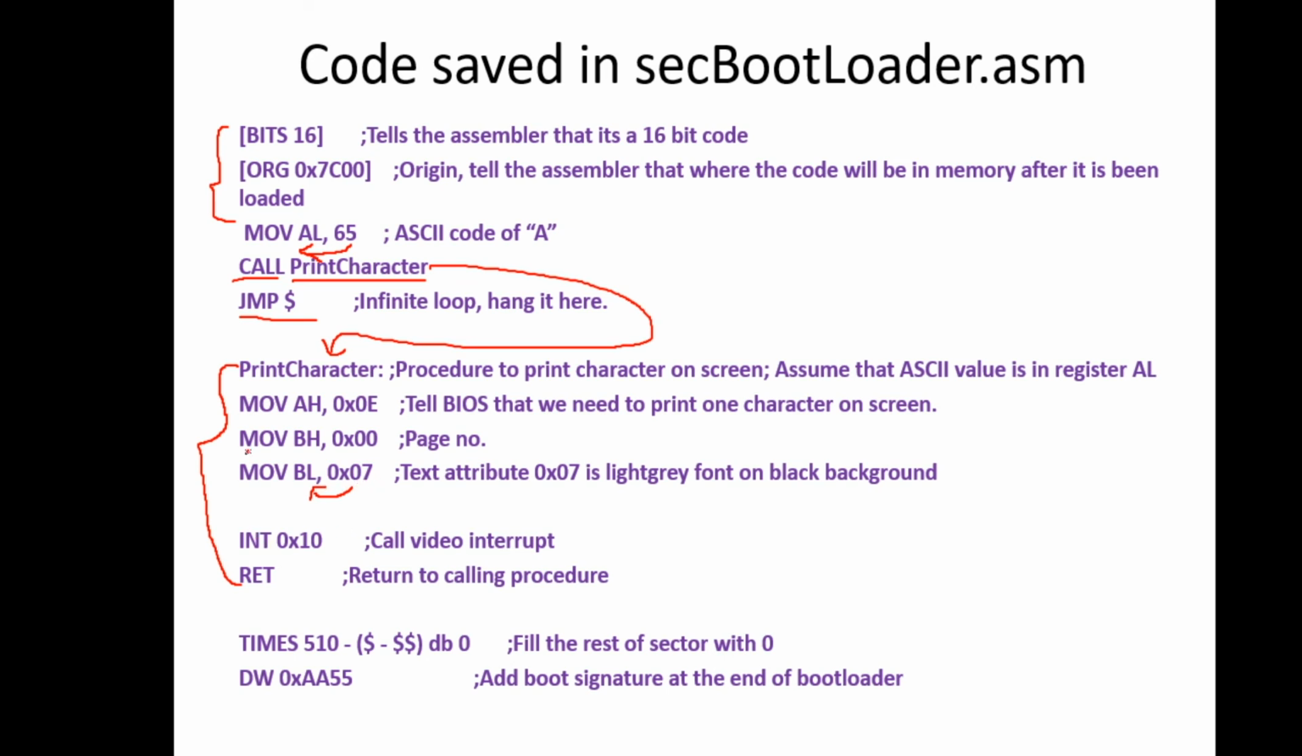After fixing these values, we use interrupt 0x10 to call the video interrupt. This is a BIOS interrupt. Then RET. Wherever you have a procedure call, it should end with RET. And these two instructions, as we discussed earlier, populate zeros from the beginning to the end of your program. Then we have 0xAA55 as the boot signature.